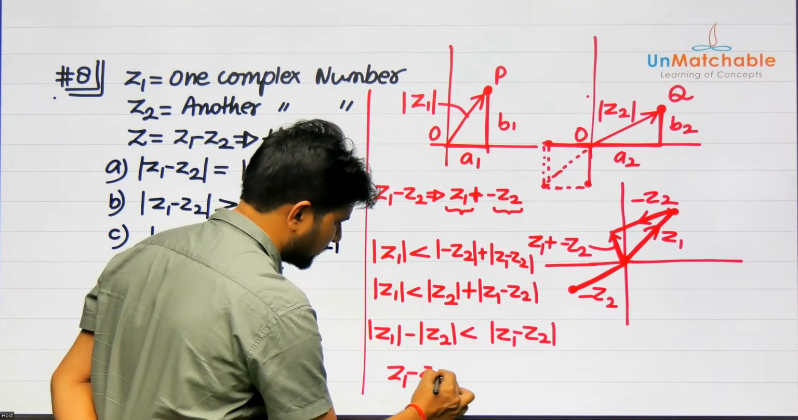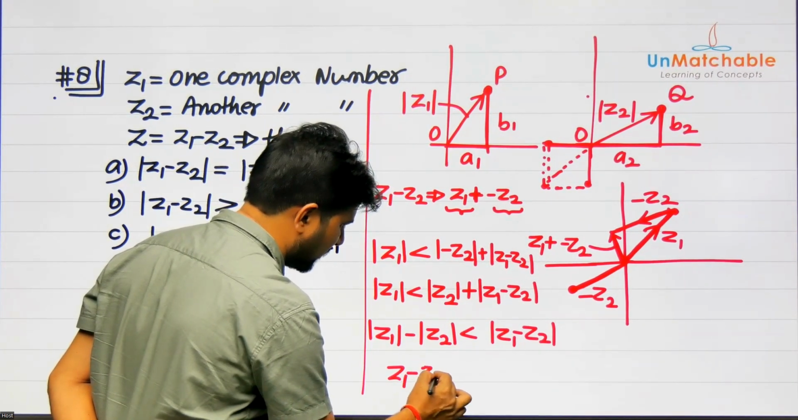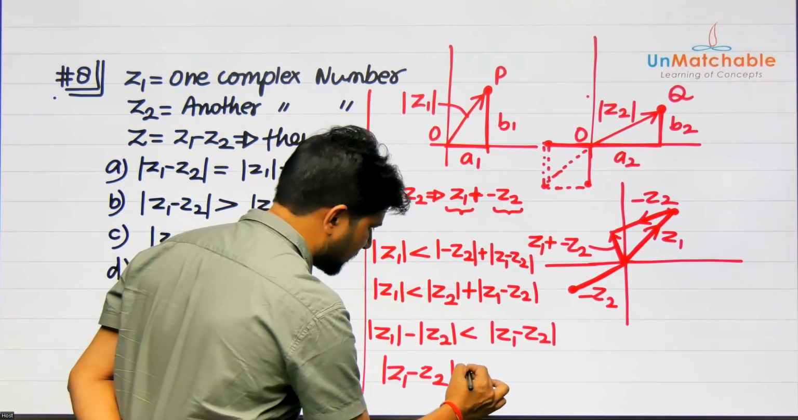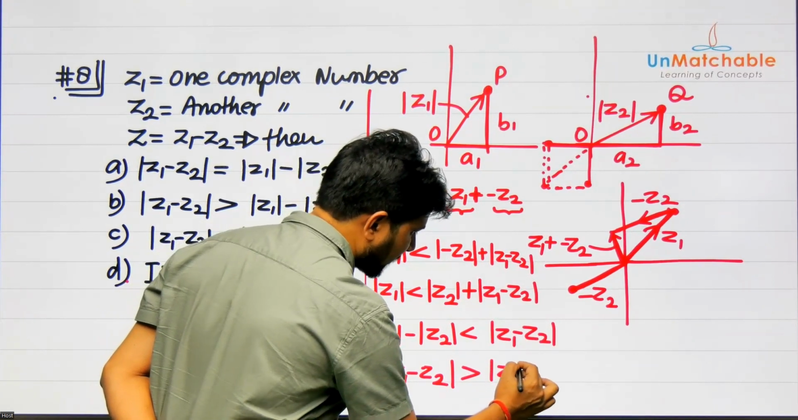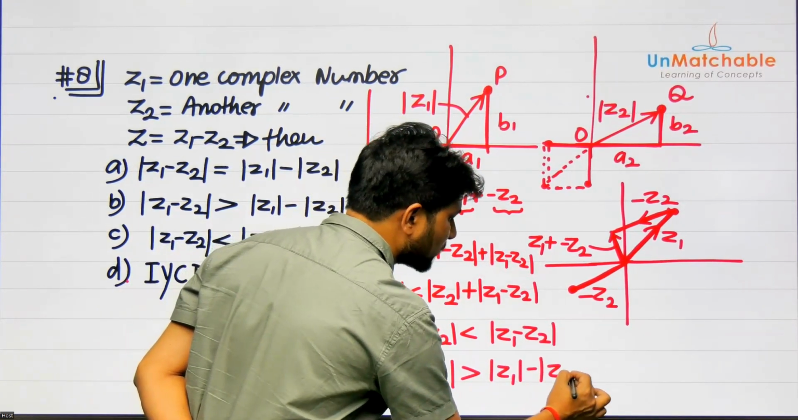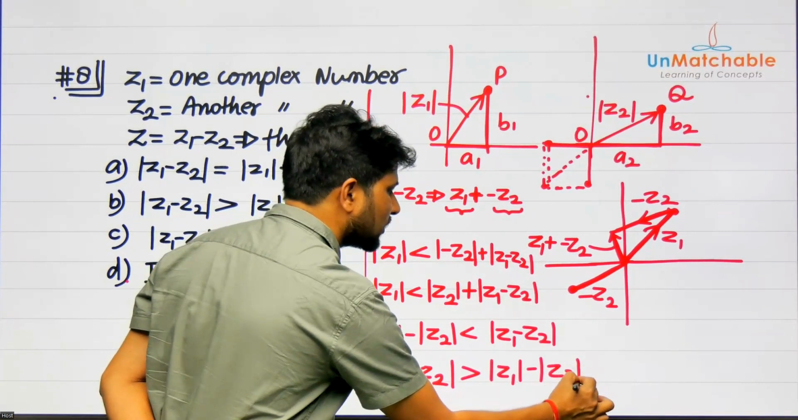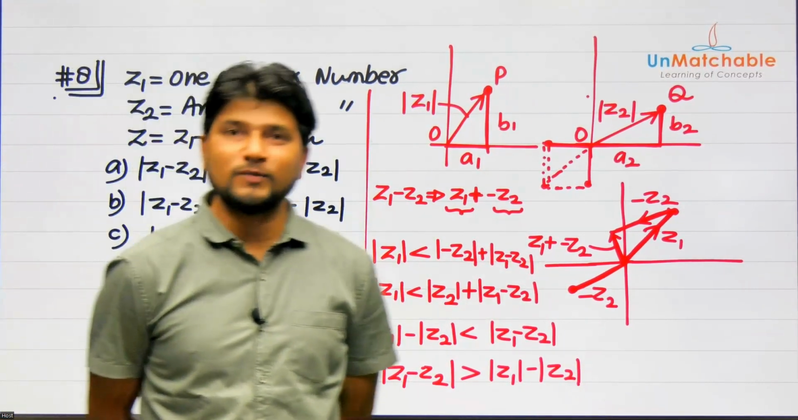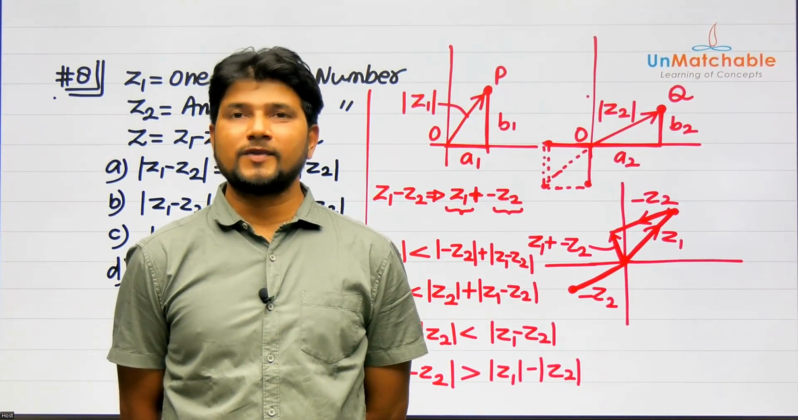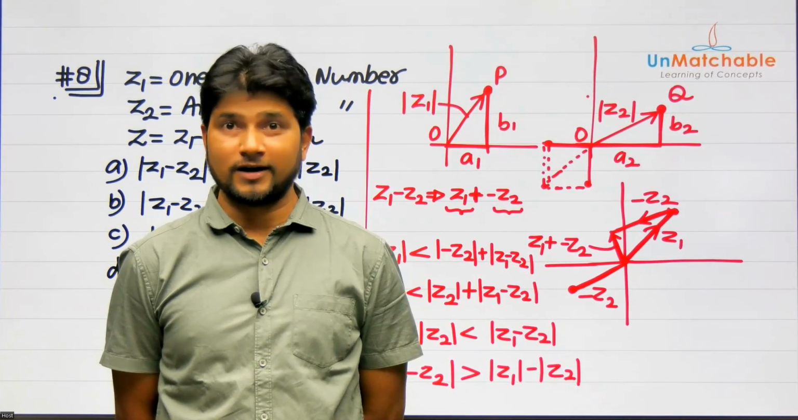So z1 और z2 के डिफरेंस का मॉड्यूलस उनके इंडिविजुअल मॉड्यूलस के डिफरेंस से बड़ा होगा, लेकिन z1 और z2 के सम का मॉड्यूलस उनके इंडिविजुअल मॉड्यूलस के सम से ग्रेटर होगा.